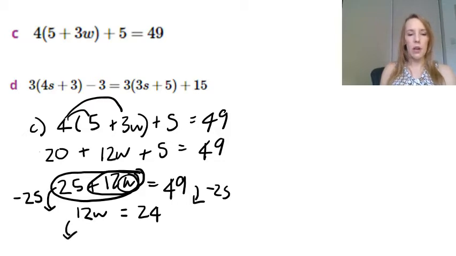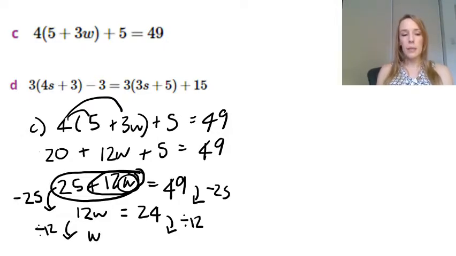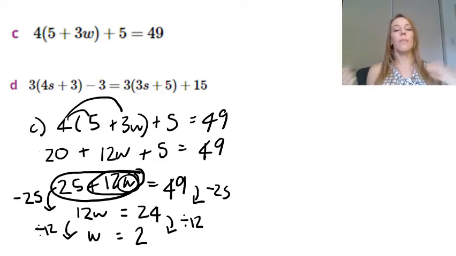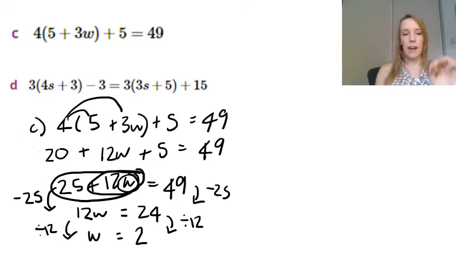And to get rid of the 12, the w is being multiplied by the 12, so the opposite of multiplying by 12 is dividing by 12, so we're going to divide both sides by 12. So 12w divided by 12 is 1w, and 24 divided by 12 is going to give us 2. So our answer is w equals 2, and that would be our answer there for that one. Again, you could sub it back in and check that it's correct.